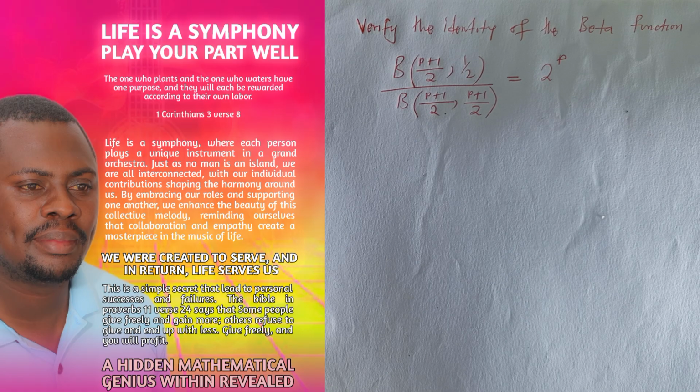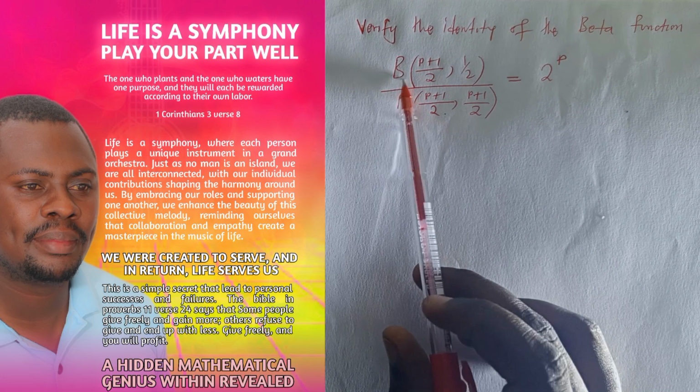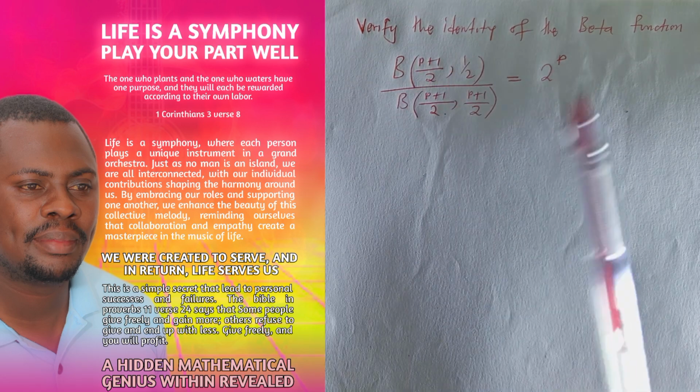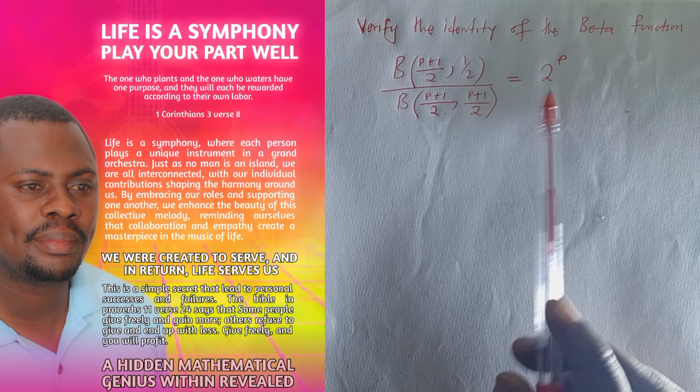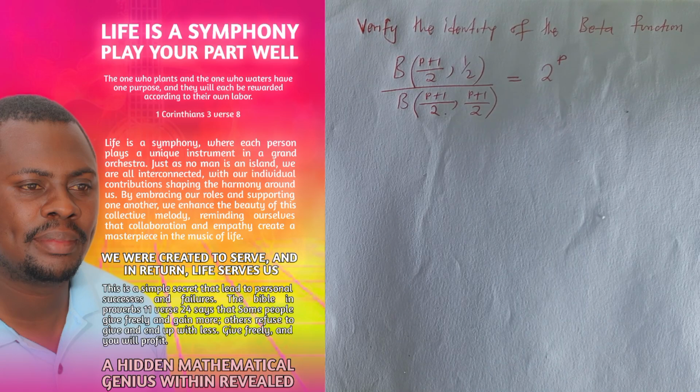Verify the identity of the beta function. So we have beta of this function over beta of this is equal to 2 to the power p.